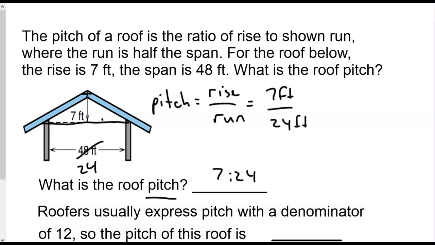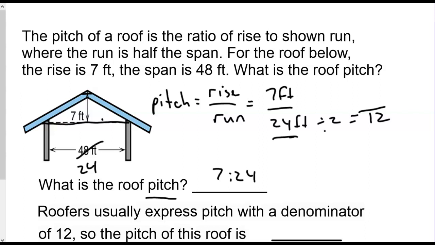Now, roofers are interesting people, and I say that I used to actually roof in Florida, hot tar roof, before I came up to work on a fishing boat in Alaska. And so one of the things that roofers do is they express pitch with a denominator of 12. And so if our denominator over here is 24, the easiest way to get to 12 would be to half that, so divide it by 2, which gives us 12, and that makes the roofers happy.